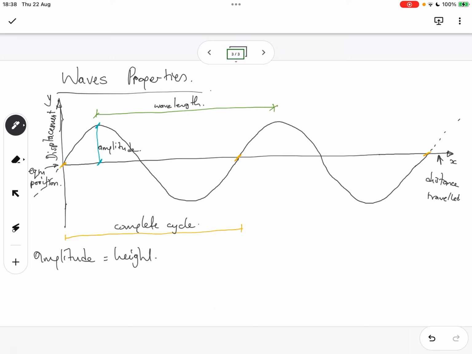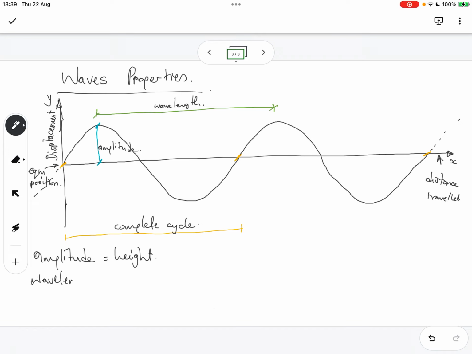So that's why we neither have displacement in the positive upward direction or negative downward direction. That's the equilibrium position. So amplitude is the maximum height in either direction, right? So above the equilibrium position would be positive and below would be in the negative direction.